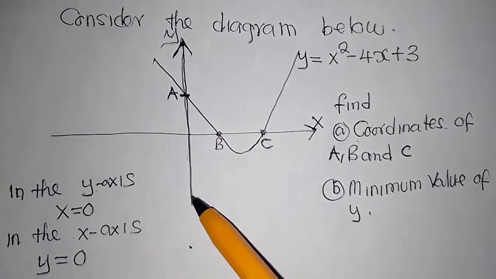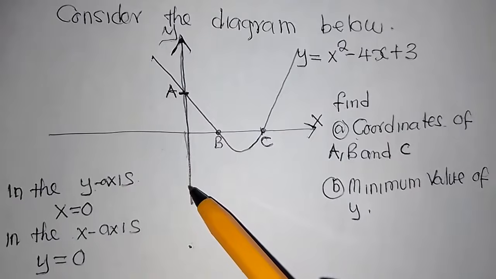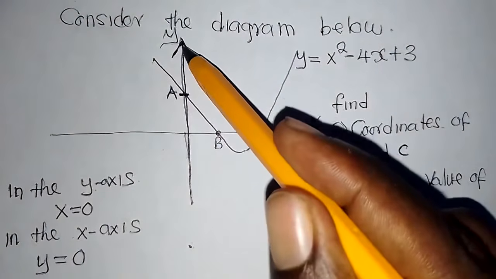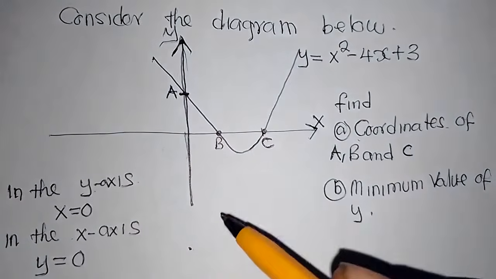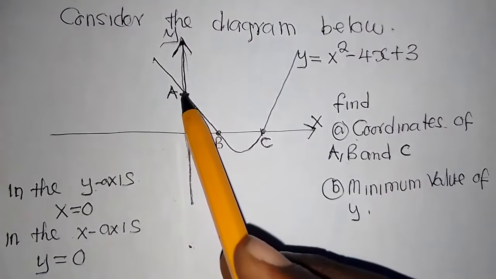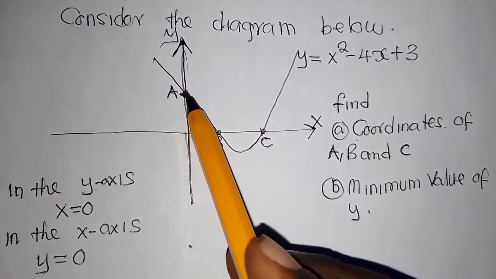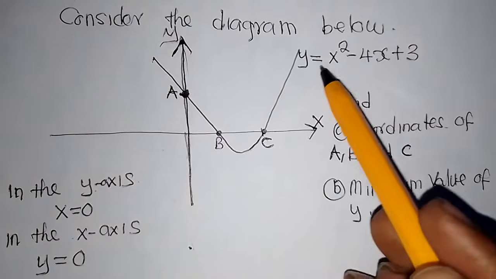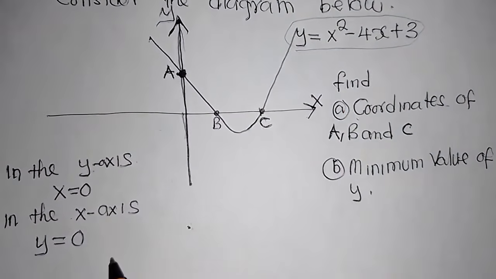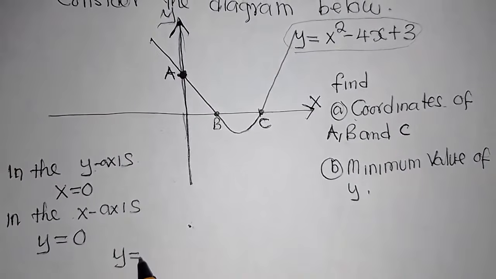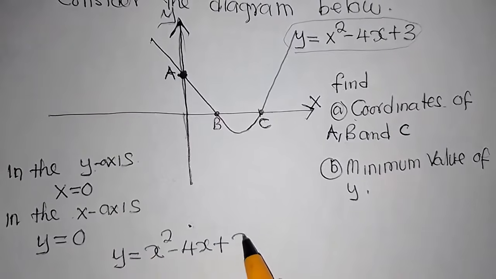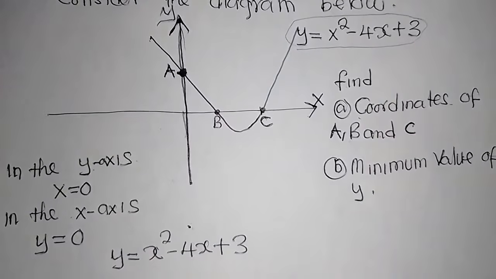So whenever a coordinate is in the y-axis, just know that x is equal to 0. So finding a coordinate that is here, you know that in this coordinate, x is 0. So in the equation here, you are going to get that equation. You say it is like this: y is equal to x squared minus 4x plus 3.